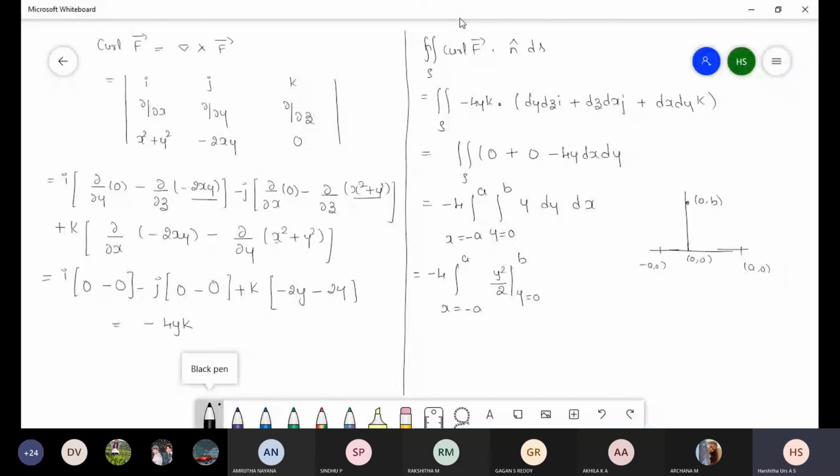Here 2 ones are 2, 2 twos are 4, so minus 2. When you substitute the upper limit, it will come b square. So the integral from minus a to a of 1 into dx. So minus 2b square, and the integration of 1 with respect to x is x, with x from minus a to a. Minus 2b square, upper limit is a, minus of the lower limit minus a, so a plus a is 2a. 2 into 2 is 4. So minus 4ab square.